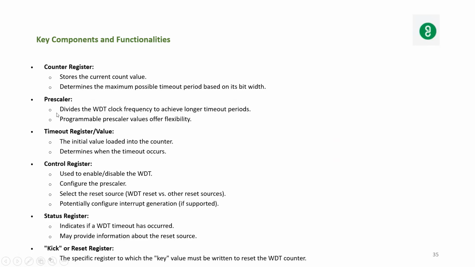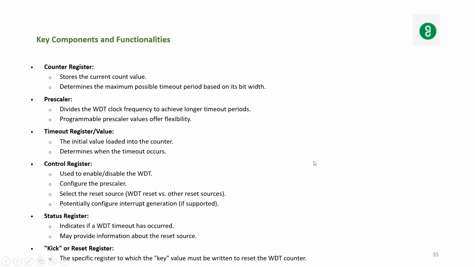Prescaler. It divides the watchdog clock frequency to achieve longer time periods. To have a longer time period in the watchdog timer, I divide the clock frequency. This is possible using the prescaler, so I have flexibility in frequency. Timeout register value: the initial loader value is loaded in the counter and determines when the timeout occurs.